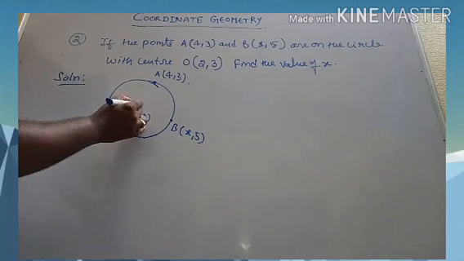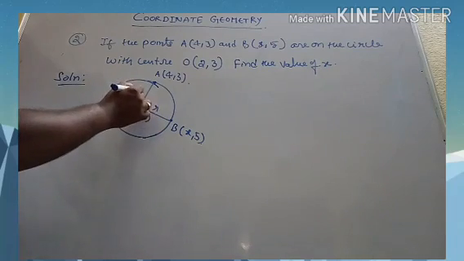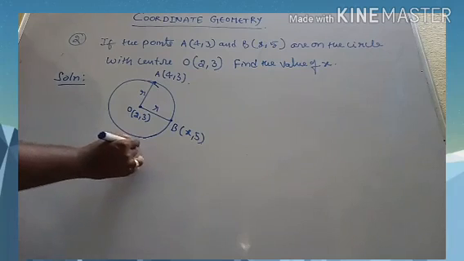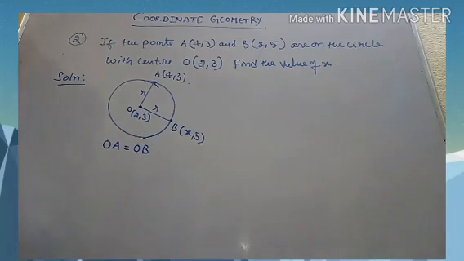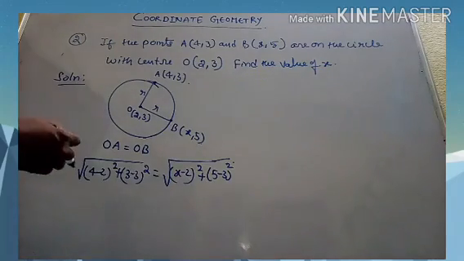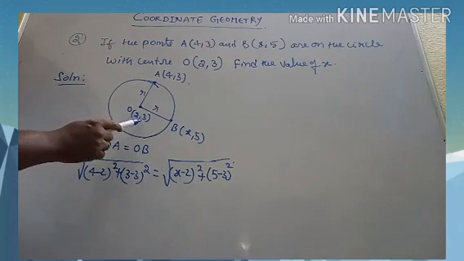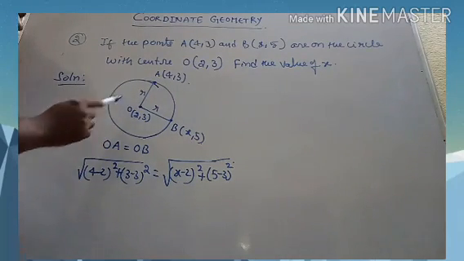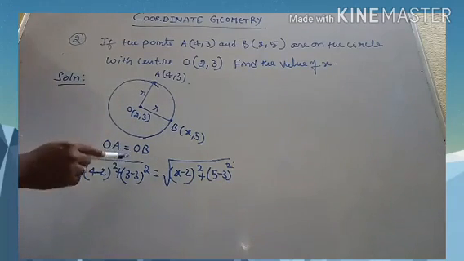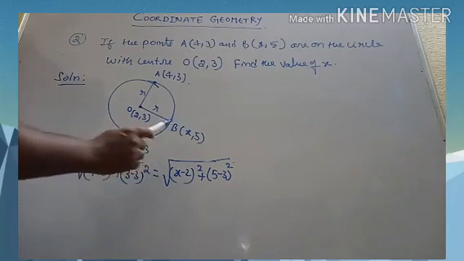Now you know that since it is a circle, the radius is the same, OA equal to OB. These both are nothing but the radius. That means OA is equal to OB. Now let us find the distance between these 2 points. The distance between O and A, if you take this as (x1, y1) and this as (x2, y2), is the square root of (x2 - x1), that is (4 - 2) whole square, plus (y2 - y1), (3 - 3) whole square.